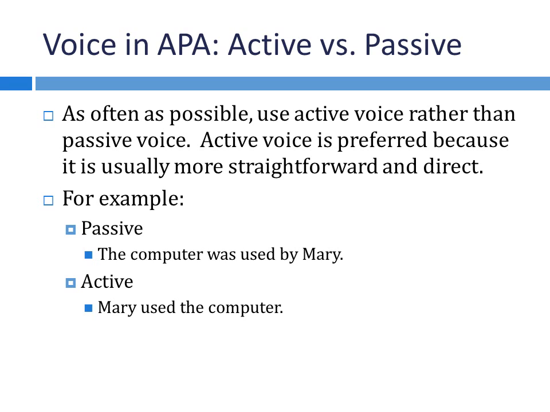So we just talked about point of view in papers. Now we can talk about voice in APA, such as active versus passive voice. As often as possible, we want to use the active voice rather than the passive voice. Active voice is preferred because it's usually more straightforward and direct. It's a stronger way of writing a sentence, and it's clearer. Here's a basic example of the passive voice: "The computer was used by Mary." In active voice, we can say this more simply and straightforwardly by saying, "Mary used the computer."